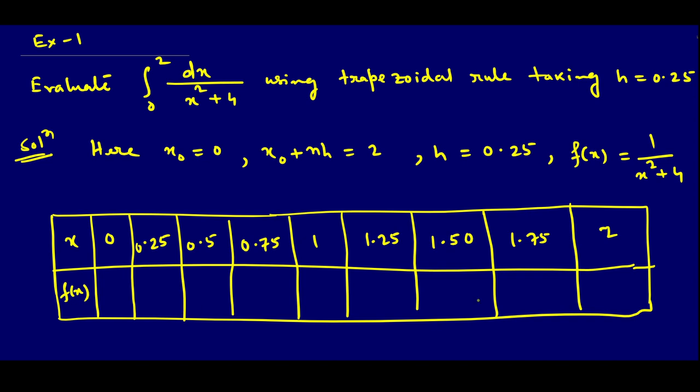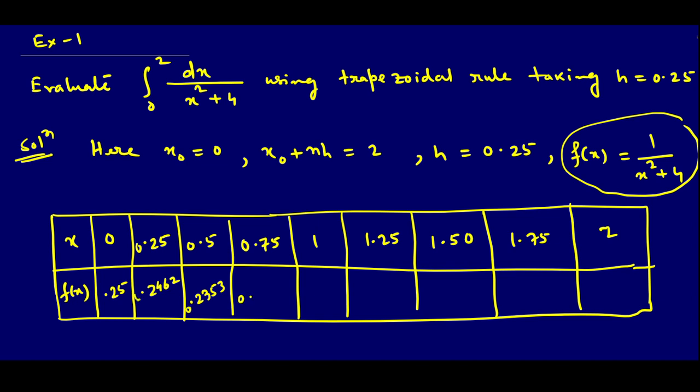Now, how to find f(x)? See, f(x) is given here. f(x) is 1 divided by (x square plus 4). First, if we put 0, it's 1 by 4, which is 0.25. Then in place of x, we have to put 0.25. So it will be 1 divided by (0.25 whole square plus 4). Those things you can calculate by using a calculator. So it will be 0.2462, and this number will be 0.2353. All the numbers you can easily find by using a calculator.